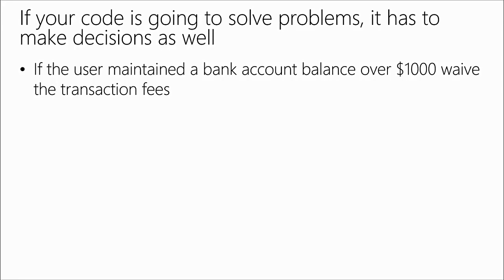So there are a lot of different conditions that affect what decisions we're going to make. And if you want to be able to write code that's going to solve problems, your code is going to have to make decisions as well. So let's say you're working at a bank.